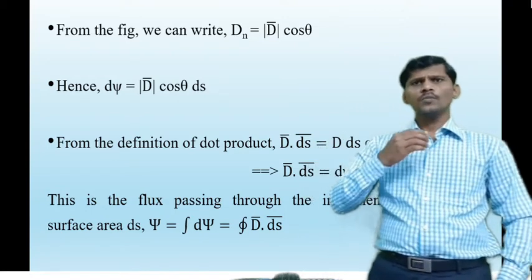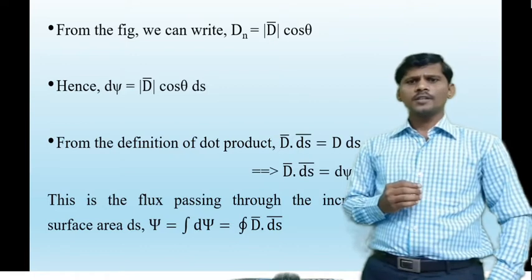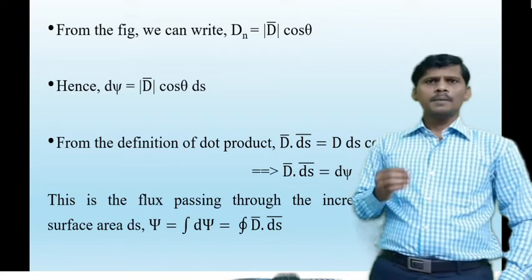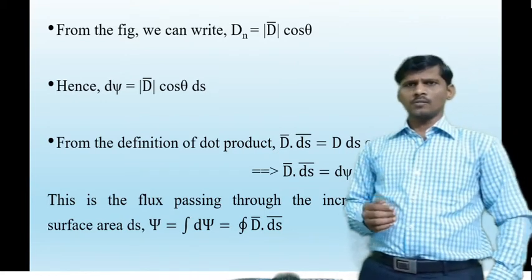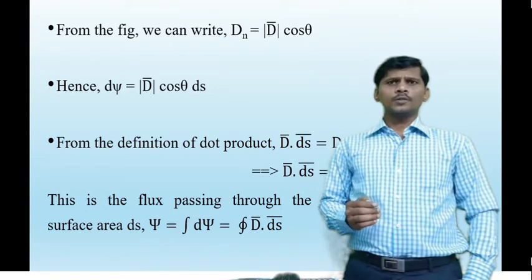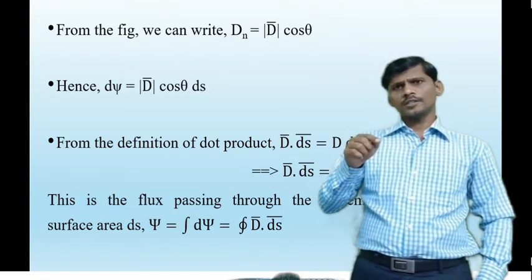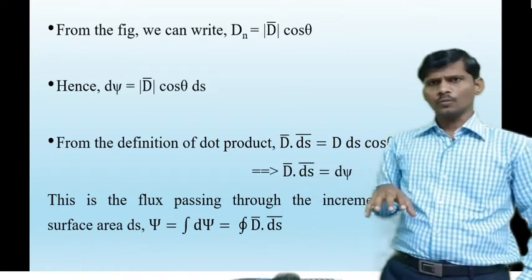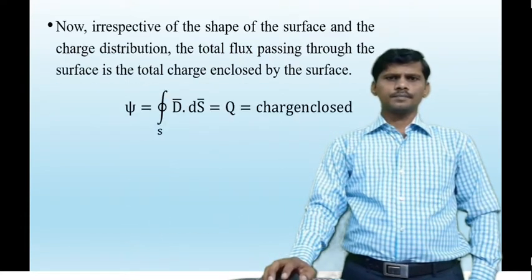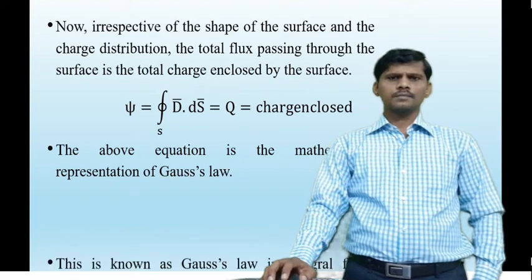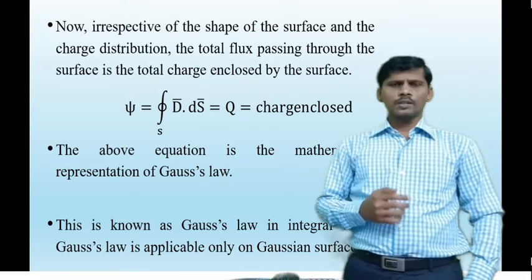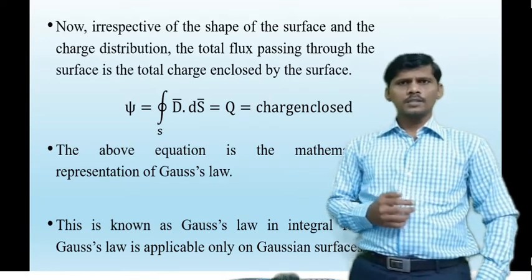Therefore, the total flux psi equals the closed surface integral of D bar dot ds bar. This is the mathematical equation of the Gauss law. What is the statement of the Gauss law? The total flux passing through the surface is equal to the charge enclosed by that surface. That is, psi equals Q. So this is the integral form of the Maxwell equation.